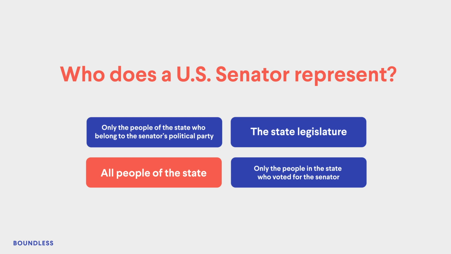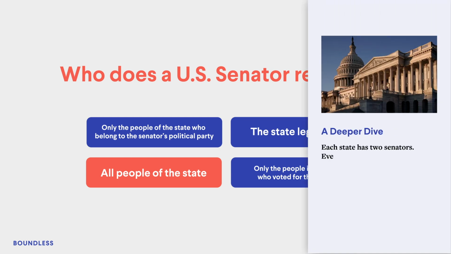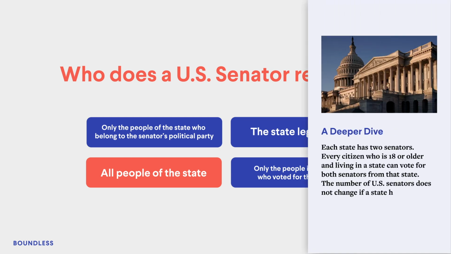Answer: all people of the state. Each state has 2 senators. Every citizen who is 18 or older and living in a state can vote for both senators from that state. The number of U.S. senators does not change if a state has more people or fewer people living in it.